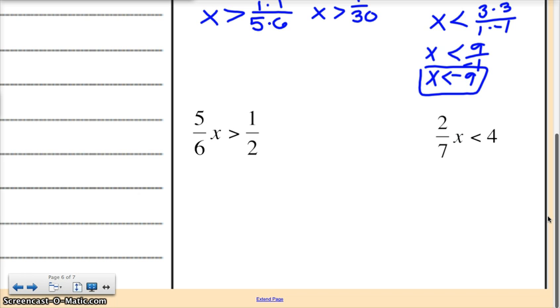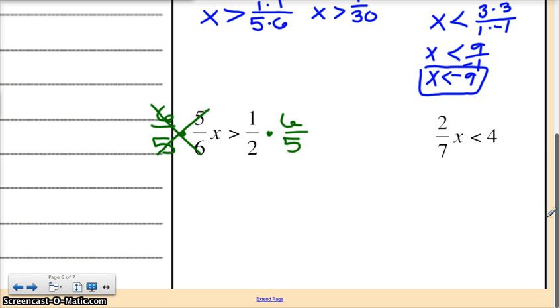5/6x is bigger than 1/2. Everybody go through and solve this one. So I'm going to times this fraction by 6/5. My purpose is to cancel out that fraction. If I do 6/5 on the left side, I need to do it on the right side. Keep that balance, part of algebra. Notice that they cancel out.